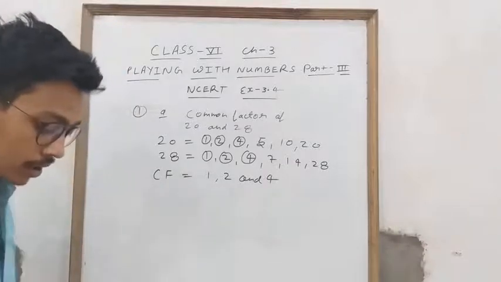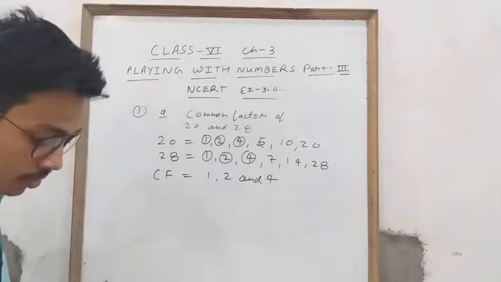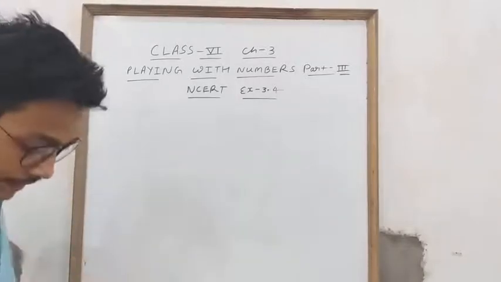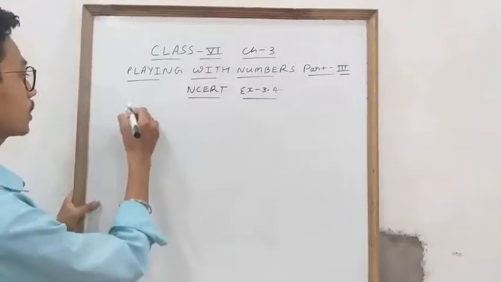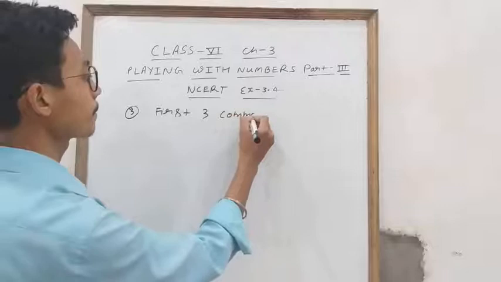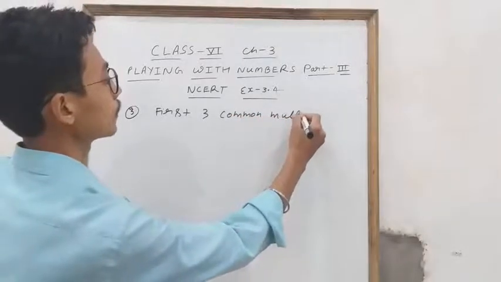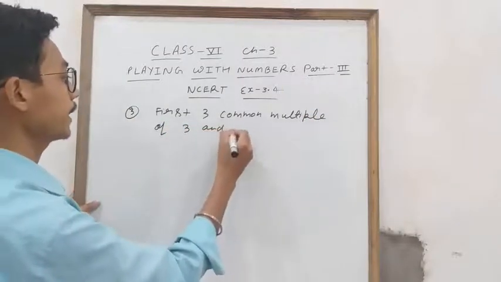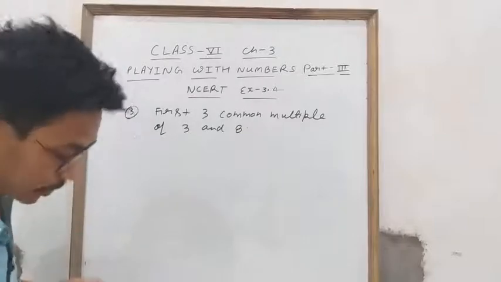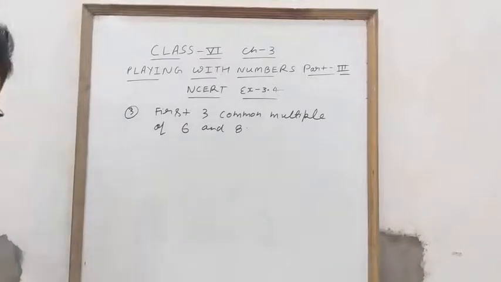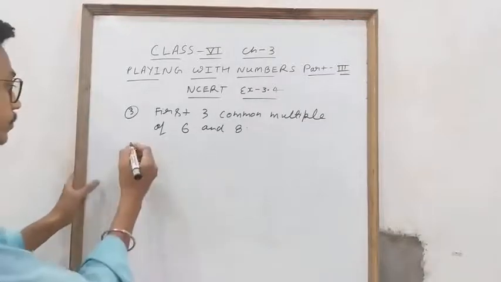So you will find out. Now third question. Find the first 3 common multiples of 6 and 8. Question number 3, student. Is 3 and 8 given? No, 6 and 8. Sorry student, 6 and 8 is given. Clear student? What do you have to do? You have to find the multiples, so you have to write down the tables. Table. So I am writing 6 here.